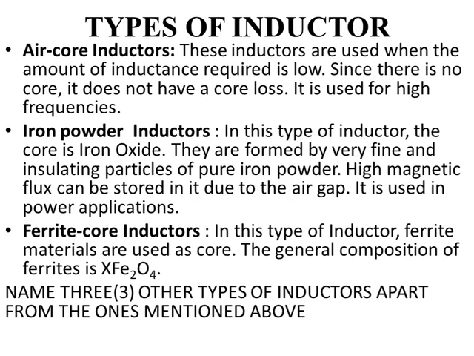Then we have the ferrite core inductors. In this type of inductor, ferrite materials are used as the core. Just like in the iron powder inductor, the iron oxide is used as the core. For the air core inductor, there is no core because the core there is air. The general composition of ferrite is XFe2O4, where Fe is iron and O is oxygen.